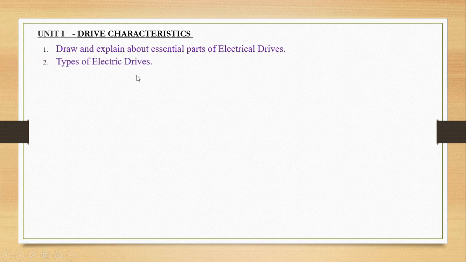Next one, types of electric drives: individual drive, group drive, multi-motor drive. These are the types of electrical drives. You have to explain about these three drives along with its diagram. Then factors governing selection of electric drives. There are 8 factors. You have to write one by one.